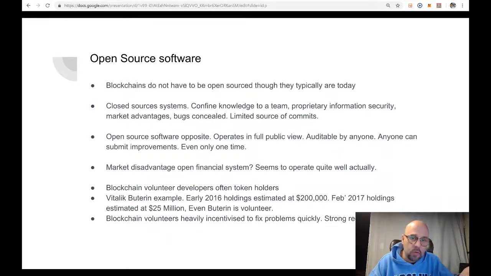One of the things about open source is it does operate in full public view. So anybody can audit it. Anybody can submit improvements. A disadvantage for an open financial system is that a lot of times people don't want to share their financials on a public chain. So many enterprises just can't adopt this. So they need something similar but different, right?